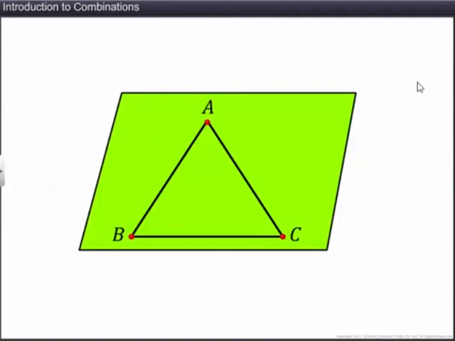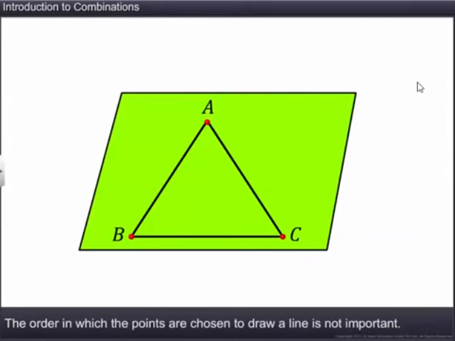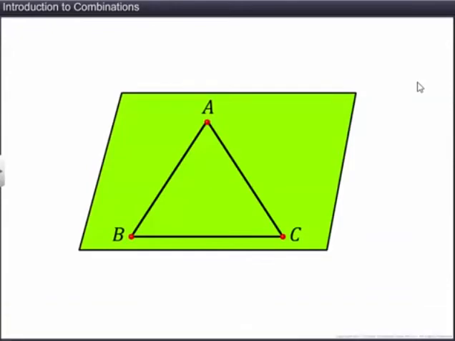Here, we can observe that the order in which the points are chosen to draw a line is not important. A similar analogy can be drawn for the lines drawn from C to B and from A to C. We get 3 straight lines joining points A, B and C. We can say that the straight lines are drawn taking a combination of 2 points at a time.